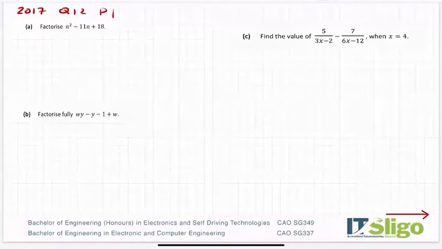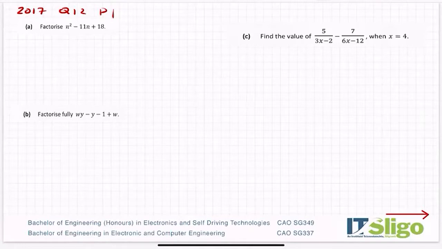A 2017 question on algebra. It was question 12 on paper 1 that year. Factorize n squared minus 11n plus 18. So again, 4 types of factorization.